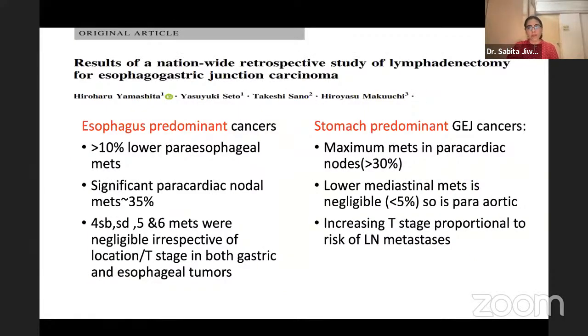And this is a nationwide study from Japan, where they looked at esophagus-predominant cancers, which included mostly Siewert type 1, and stomach-predominant GE junction cancers, which included mostly Siewert type 3.